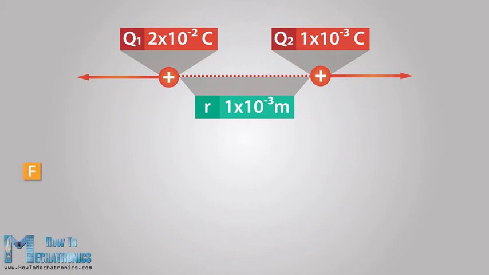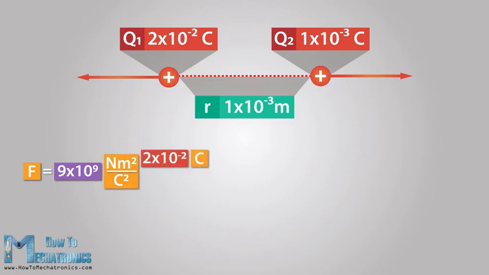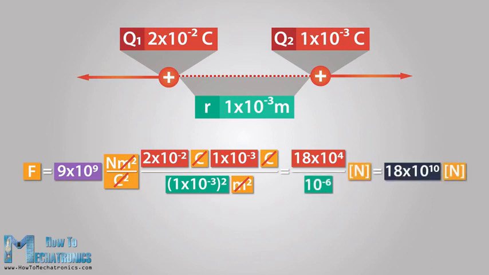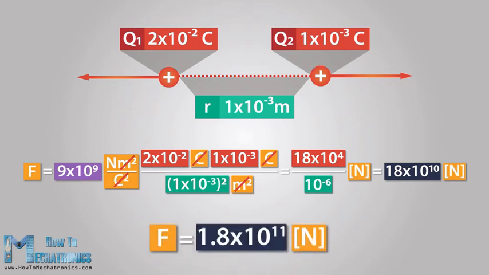So F is equal to k multiplied by the product of the two charges Q1 and Q2 and divided by r squared. Here we can cancel out meters and coulombs, which means that we are left with newtons. This is 18 times 10 to the 4th divided by 10 to the minus 6th, which is 18 times 10 to the 10th newtons. We got a positive result, meaning that the charges repel one another. In case we had one positive and one negative charge, we would get a negative result, which means that they would attract one another.